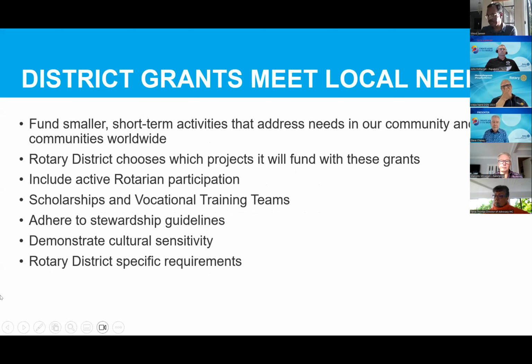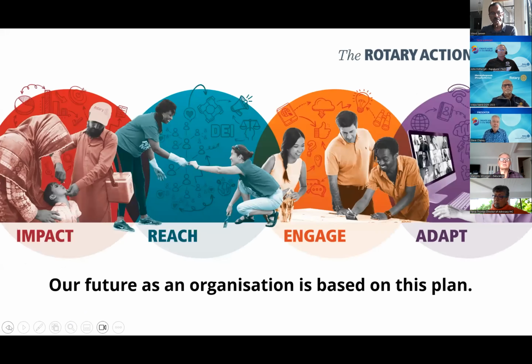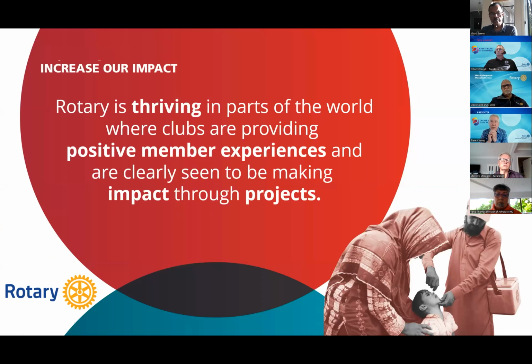I'll just skip these slides, a couple of slides, because Jenny's actually covered them. So again, the Rotary Action Plan: impact, reach, engage, and adapt. They're the 4 pillars of Rotary International. That's what we need to be working towards. And the biggest thing that we've found with doing surveys within our club, Rotarians and club members are really interested in doing projects. So it's a matter of doing your community assessment and then deciding what projects you're going to undertake.